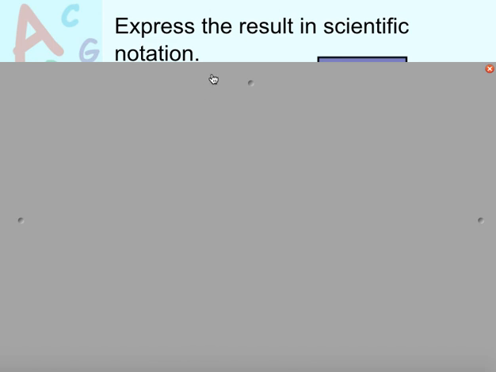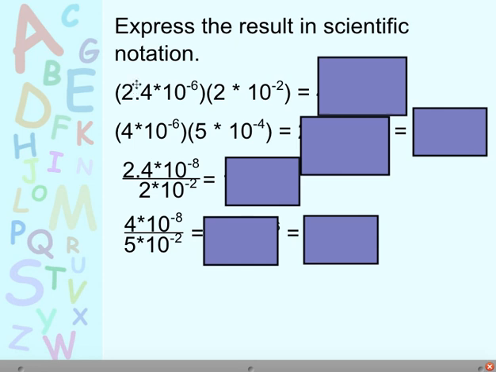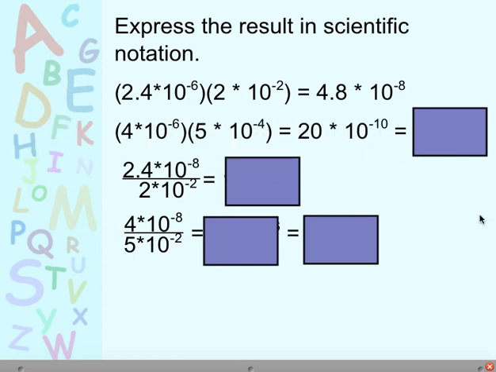All right, express the result in scientific notation. So let's look at these 4 examples. 2.4 times 2, and then 10 to the negative 6 times 10 to the negative second. Add all of that up, and we get 4.8 times 10 to the negative eighth. Second one, we get 4 times 5, which is 20, times 10 to the negative 10th, but this is not in scientific notation. So we need to divide by 10 here, which means we need to add a 10.